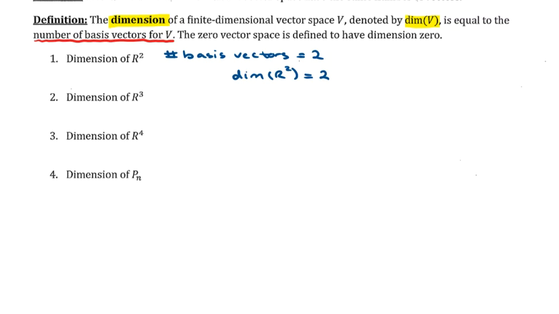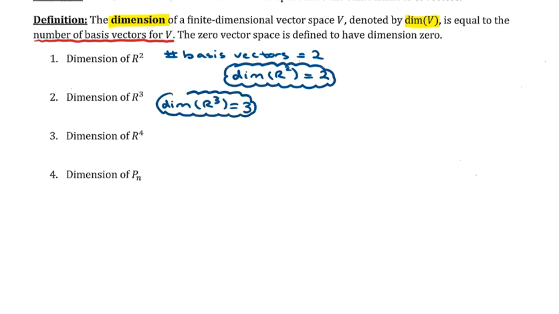All right, so in other words, 2 space is 2-dimensional, so hopefully that's not too much of a stretch of the imagination there. R3 has 3 basis vectors, so that means that the dimension of R3 is equal to 3. All right, so in other words, 3 space is 3-dimensional. Again, nothing too much of a stretch of the imagination there. You can probably see where I'm going with this. The dimension of R4, it will have 4 basis vectors no matter which basis you use. Therefore, the dimension of R4 is 4.